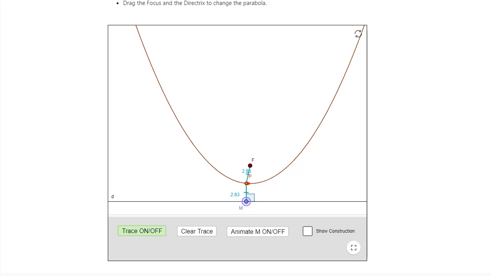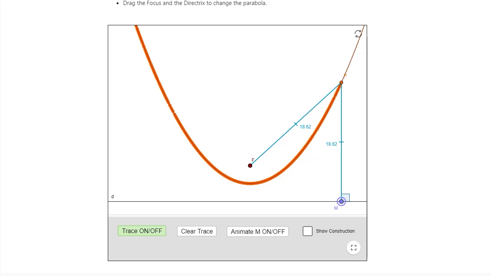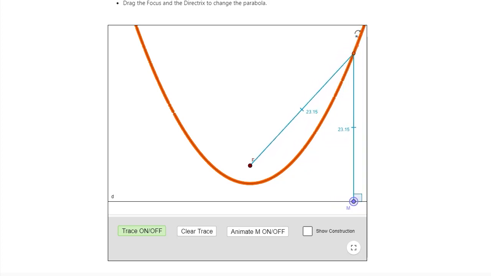Now, as I move this point, I trace out my parabola. And notice what happens as I move this point. This distance increases, but the distance from M to P and the distance from P to F is always equal. As I do this, I trace out my parabola. And remember, these distances, while they do increase or decrease if I'm going down, are always equal. They're always the same distance.